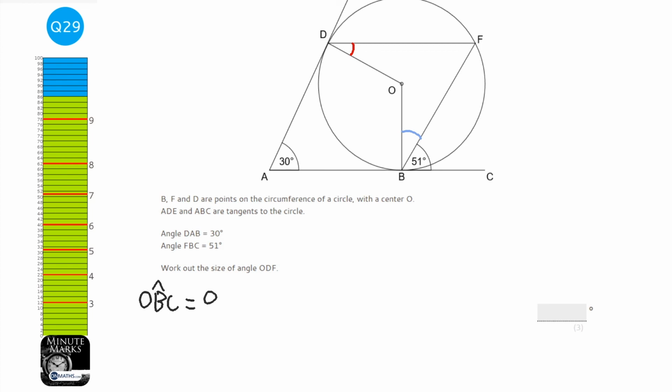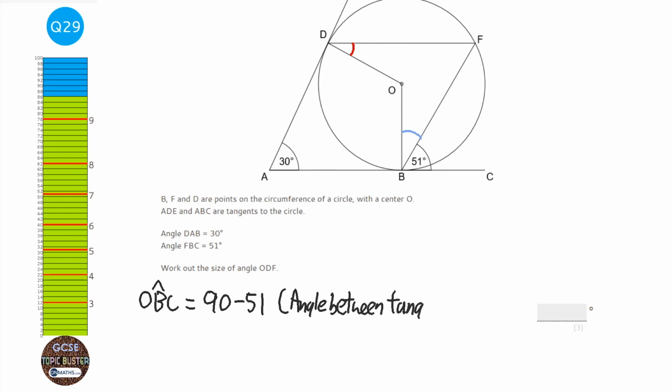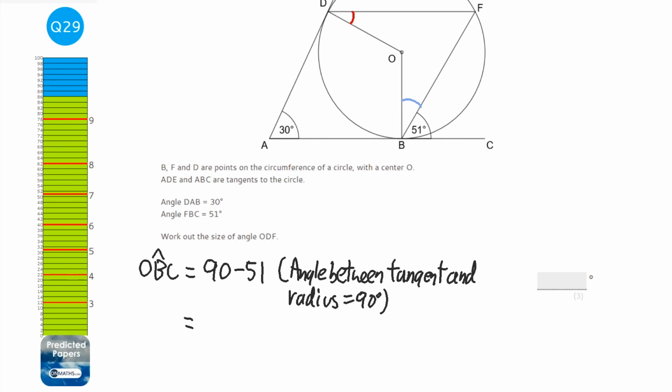And we know that that's going to be 90 take away 51, and the reason is that the angle between tangent and radius is 90 degrees, and that's one of the circle theorems. So AC is a tangent, and OB, because O is the centre, is a radius. So the whole thing is going to be 90. So 90 take away 51 is 39 degrees. So we know that that's 39 degrees.